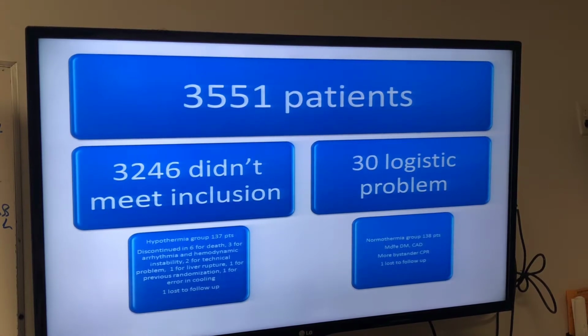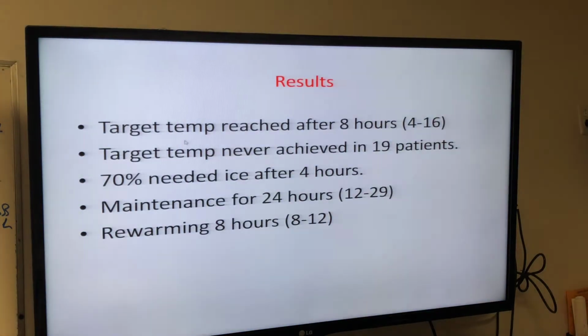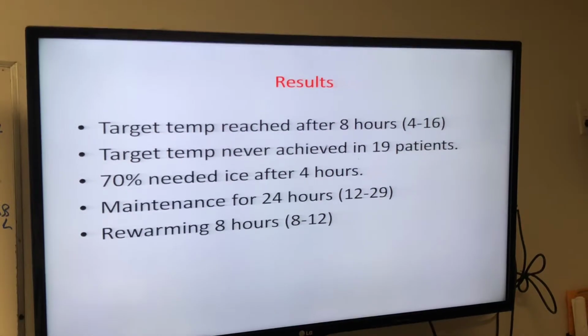So normothermia group, 138 patients. In that group they found more diabetes mellitus, more coronary artery disease, and more bystander CPR. So kind of equalizing each other. More sick, but also more bystander CPR. But that tells you that the table 1 in the study, the groups are not equal. The randomization wasn't successful, right? Because there's difference.